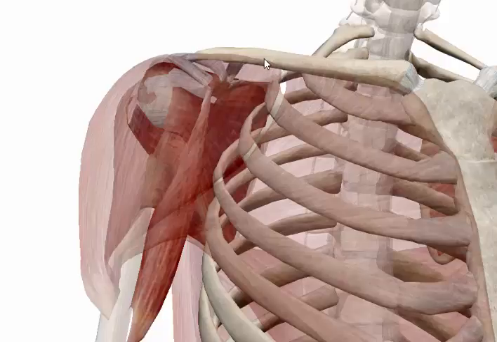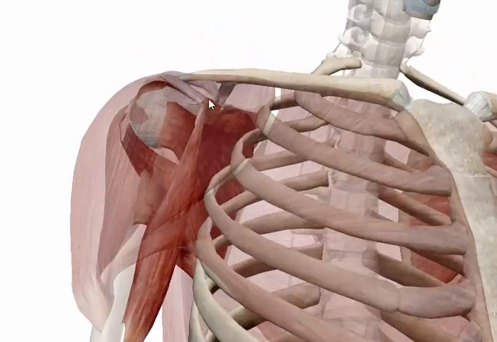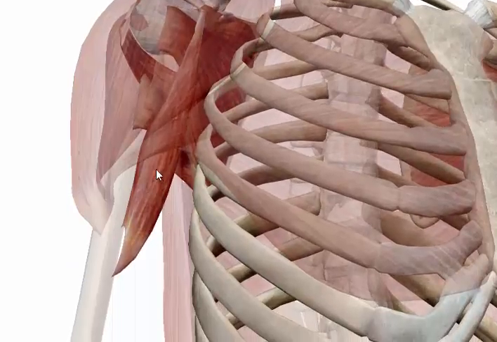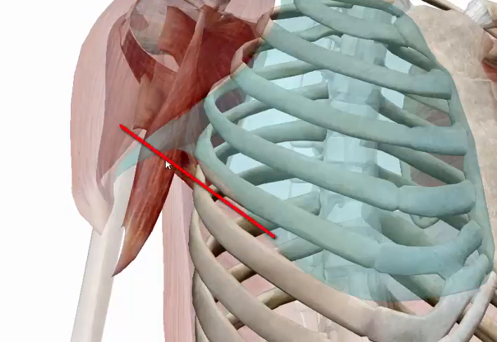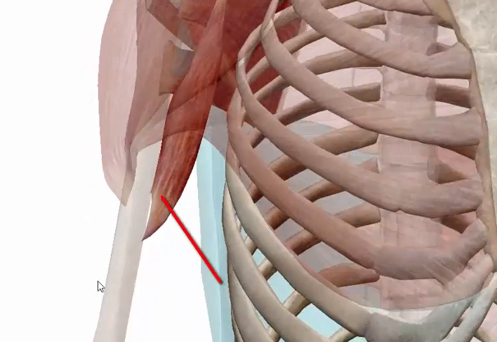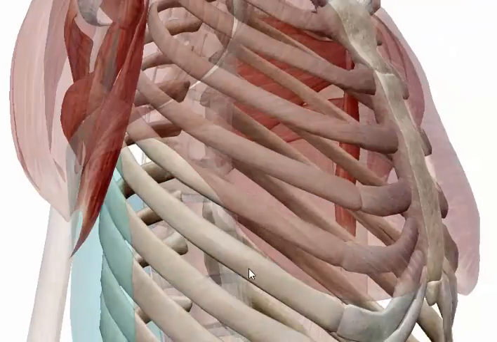The apex of axilla is bounded in front by the clavicle, behind by the upper border of the scapula, and medially by the outer border of the first rib. The lower end or base is bounded in front by the anterior axillary fold and behind by the posterior axillary fold. And of course medially we have the chest wall and laterally we have the arm.